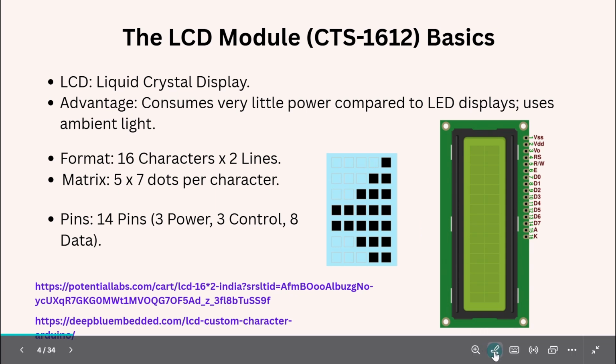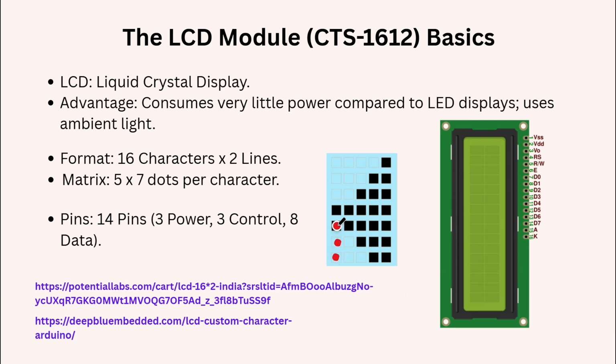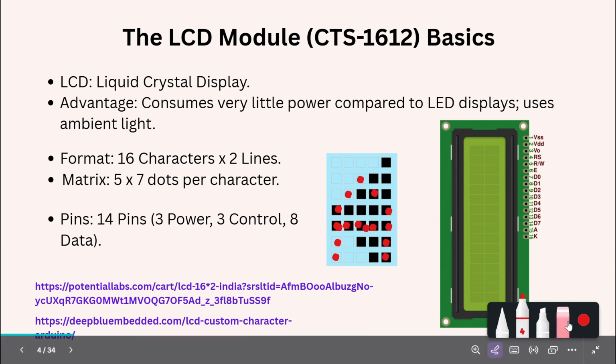For example, to show the letter A, we light a specific set of dots in the matrix, maybe something like this, and then we light this up, then light this up. Something like this can be done. Similarly, we can also show other characters using this.